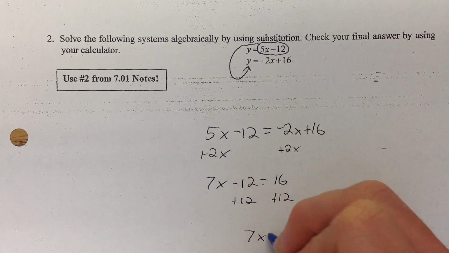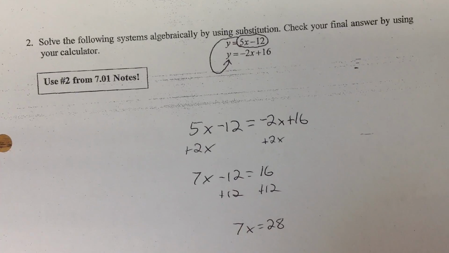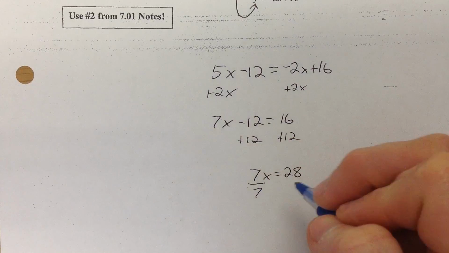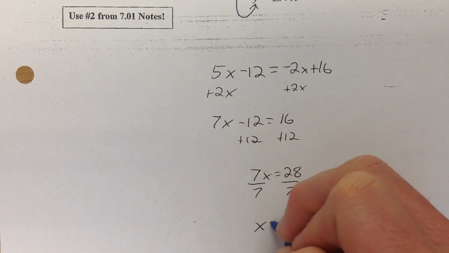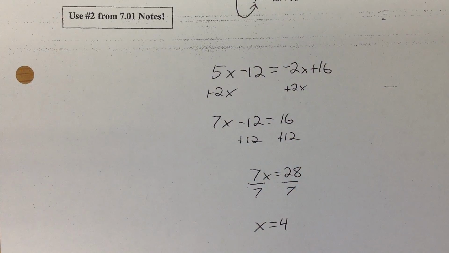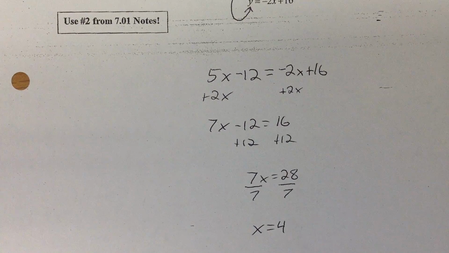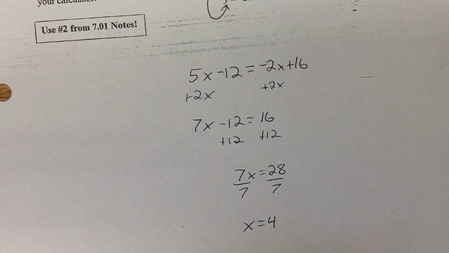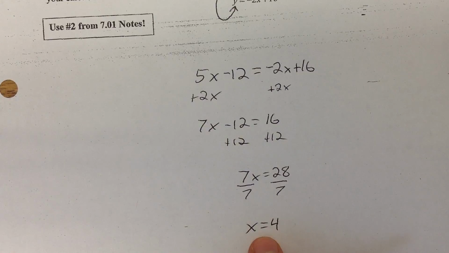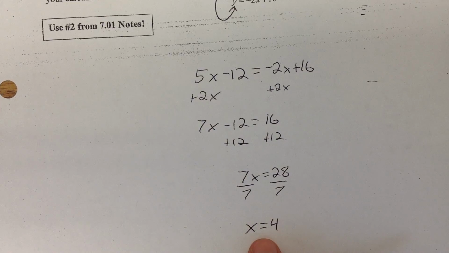So that's going to give us 7x equals 28. Divide by 7, divide by 7. X is going to equal 4. All right. Now, the biggest mistake we see in this unit is kids do all of this work, they get the right answer, and then they forget to solve for y.